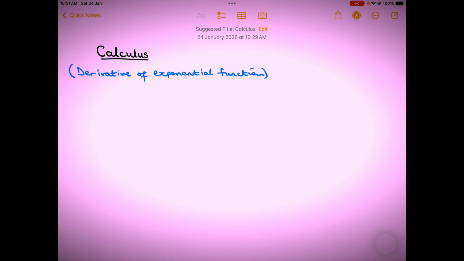Hello guys, in today's lesson we are differentiating exponential functions that are in the form of u over v. So let's get started.